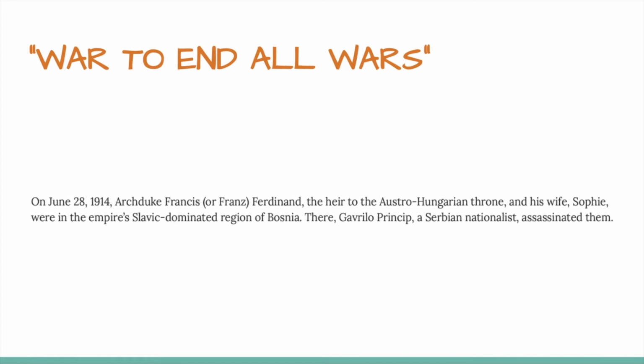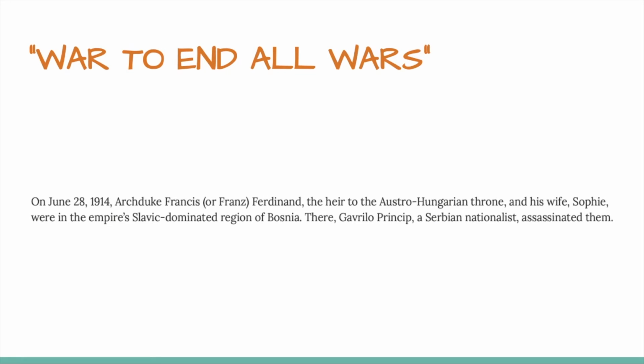The second one is: on June 28, 1914, Archduke Franz Ferdinand, the heir to the Austro-Hungarian throne, and his wife, Sophie, were in the empire's Slavic-dominated region of Bosnia. There, Gavrilo Princip, a Serbian nationalist, assassinated them. So I want you to think about what the major event that is happening in this one is, and then come back to this video, okay?